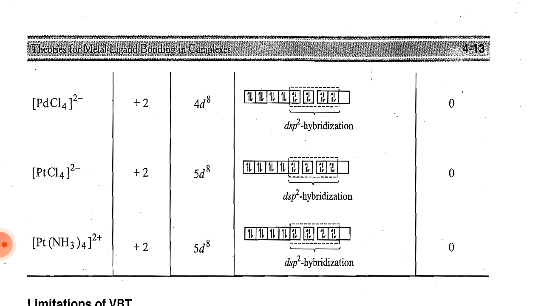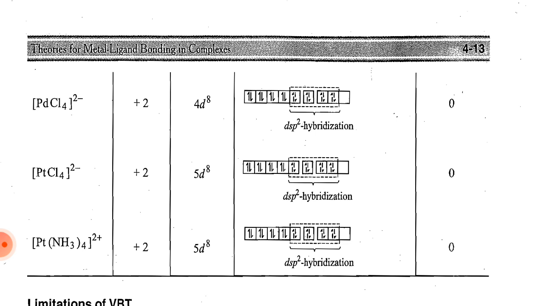Then platinum tetrachloride 2-. The oxidation state of platinum will be +2. The valence shell of platinum will be 5d8. So it will form dsp2 hybridization when it gets 8 electrons. Unpaired electrons will be 0.